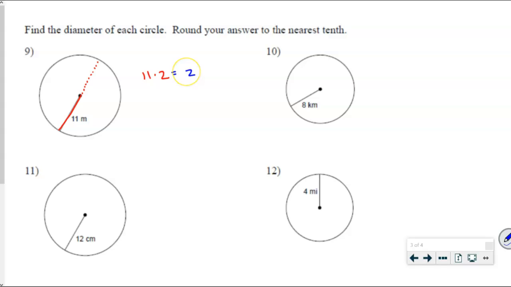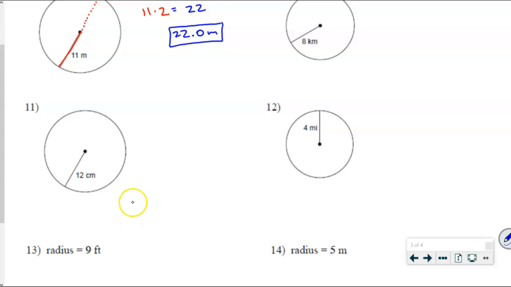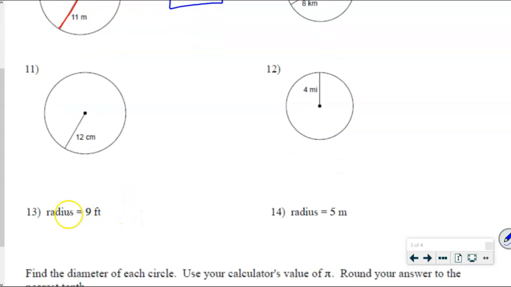11 times 2 is 22. To the nearest tenth would be 22.0 meters. I'll save 10, 11, 12, 13, and 14. Just recognize 13 and 14 are just the same information, just without a diagram. I'm telling you that the radius is 9 feet.